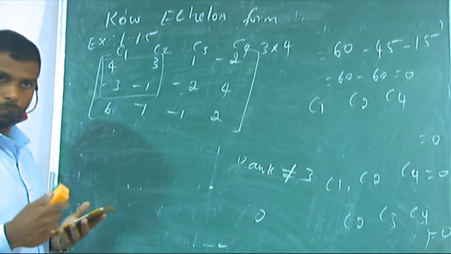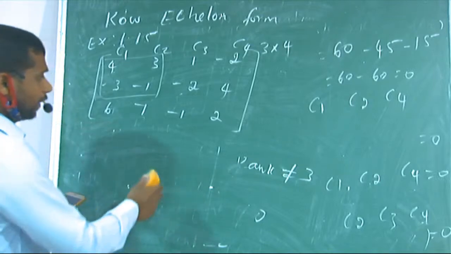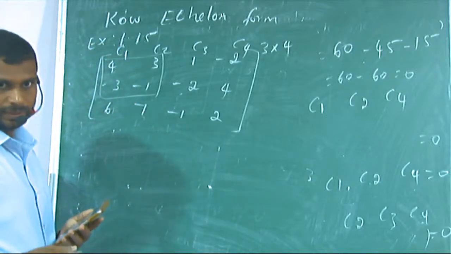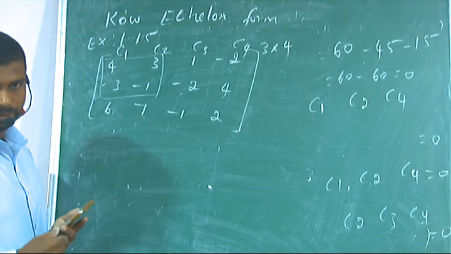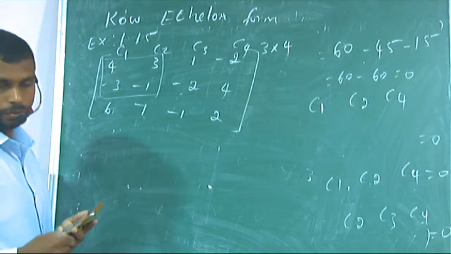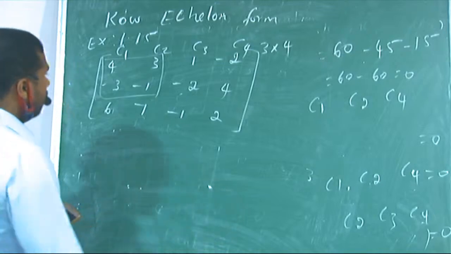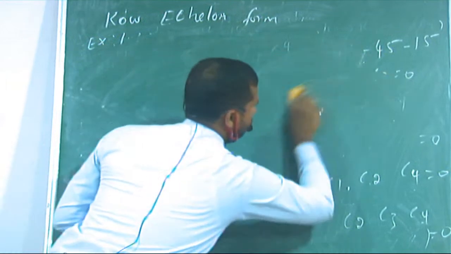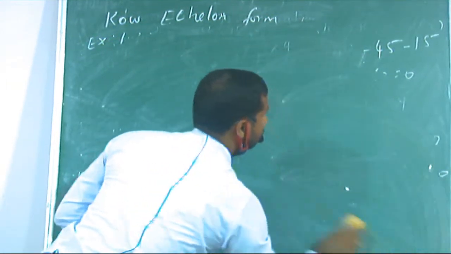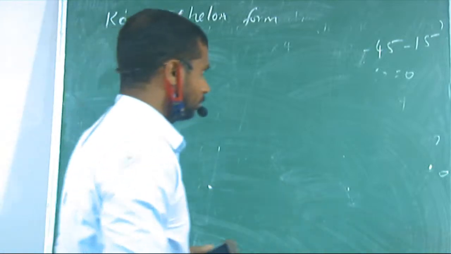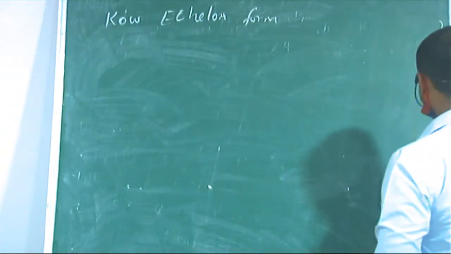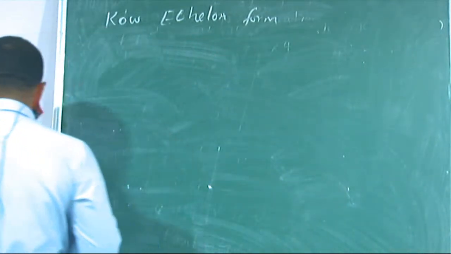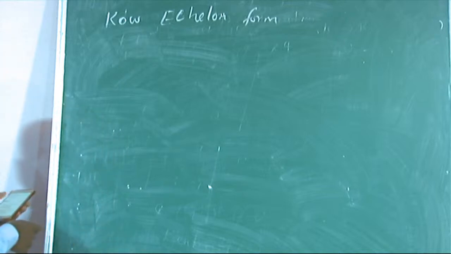If you need more explanation, you have to go to the previous chapter. You will understand the basic concept of rank of a matrix and the basic concept of row echelon form. Just revise thoroughly. You will understand. So, the question: find the rank of the following matrices.